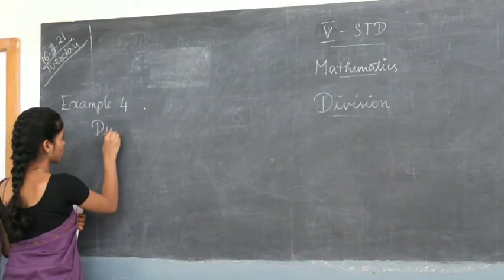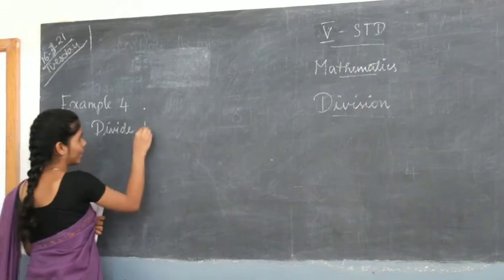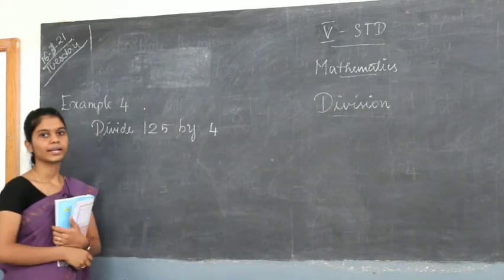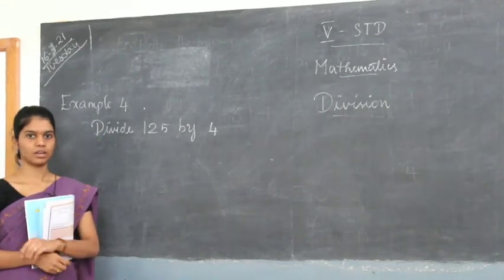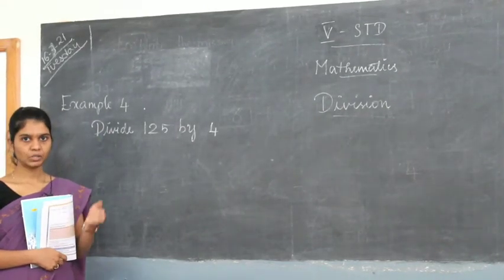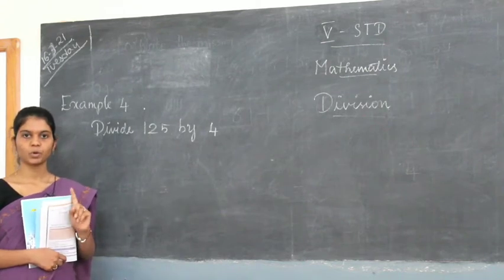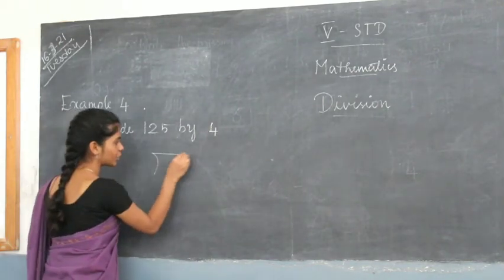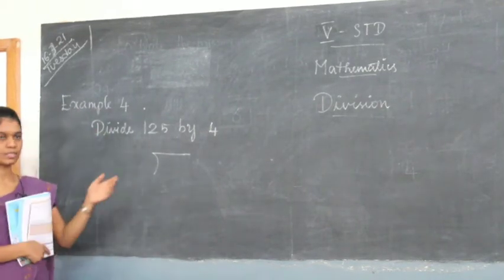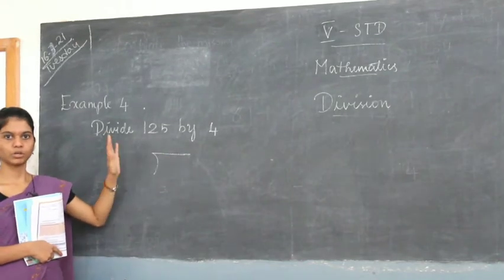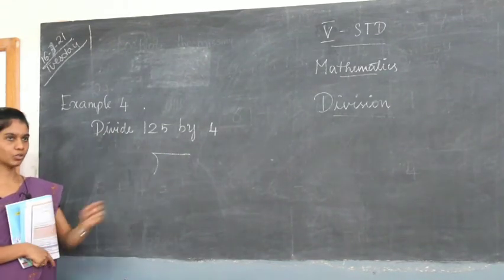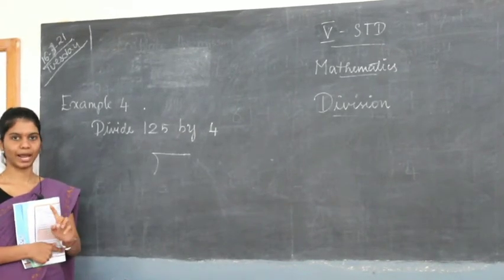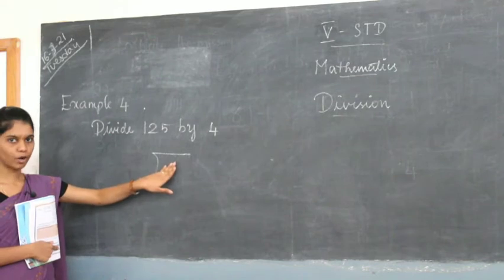Divide 125 by 4 using division algorithm method. Now you have learned to divide 2-digit number with 1-digit number. What you will do? You will put a division box which is a curve and a line, right? So you will put the same thing, and what you should write in the middle, which is dividend. Dividend only you have to write inside the box, right?